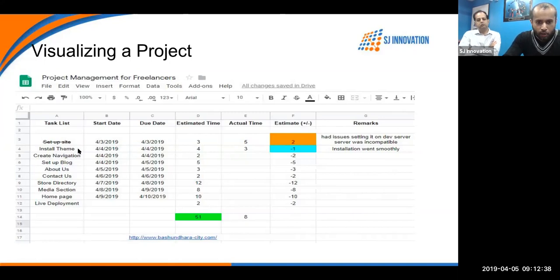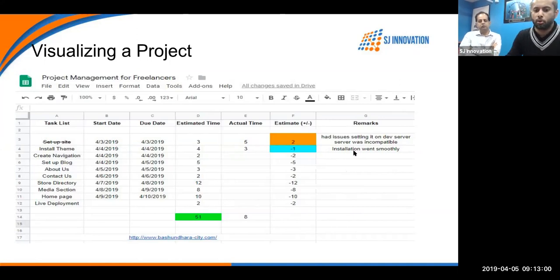Then again, the second one, I initially estimated 4 hours, but I finished it in 3 hours. So again, I have saved 1 hour. Why? Because my installation went smoothly. There was nothing, there were no issues. It's a straightforward WordPress site. I just dumped a zip file and everything got installed properly. So that's how you visualize.